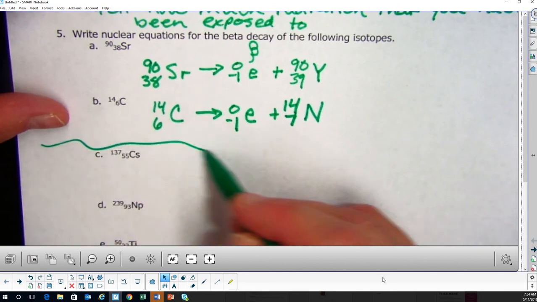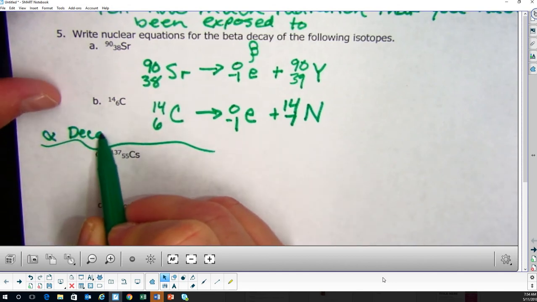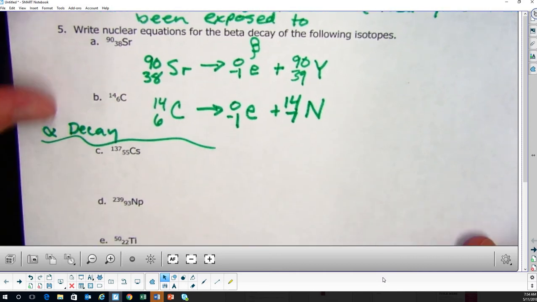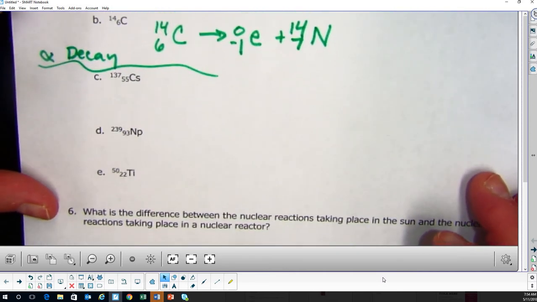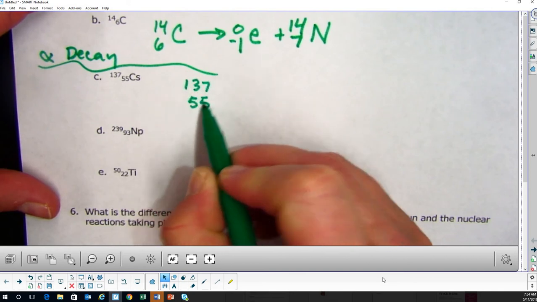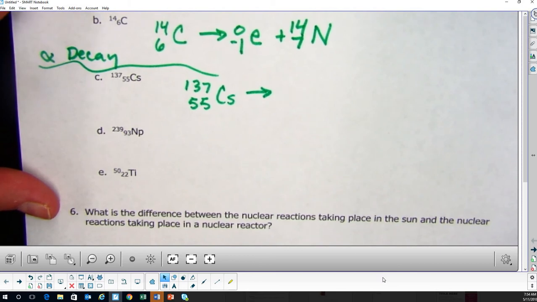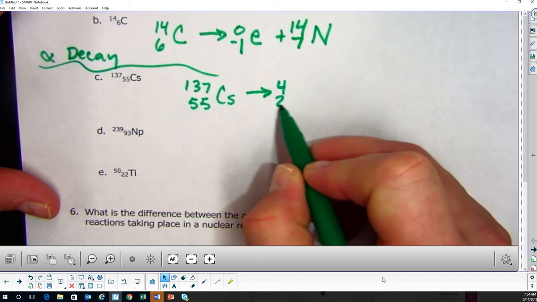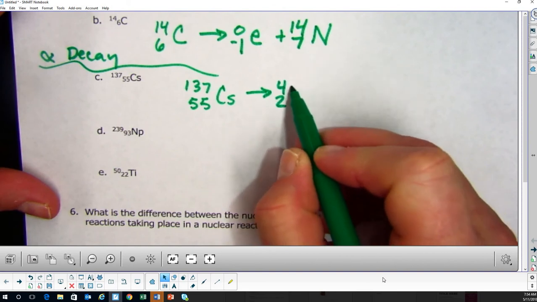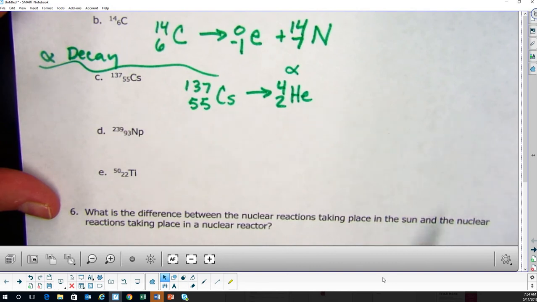Okay, now we're going to say that it now has an alpha decay at this point. So I'm going to switch it up a little bit. So if I have 137,55 cesium, and it undergoes an alpha decay, what is alpha? Plus 4,2 what? Helium. So this is what an alpha is: 4,2 helium.